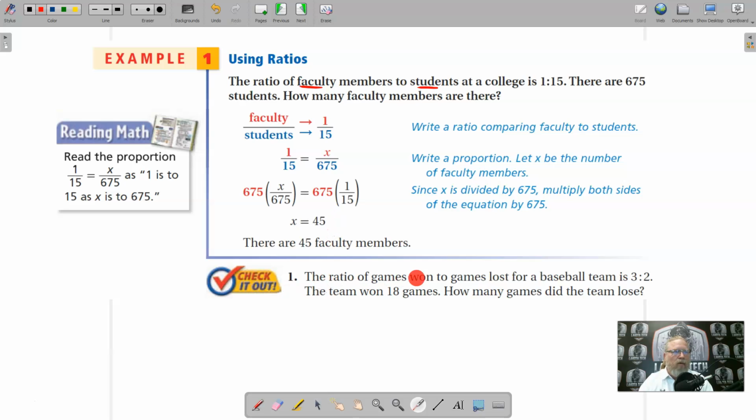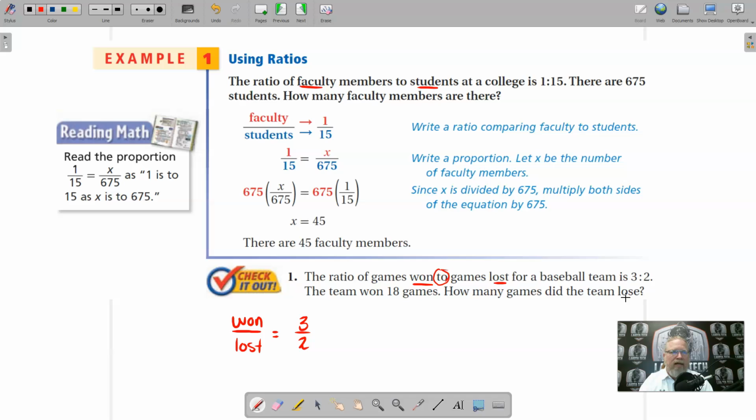So let's look at the check it out here. The ratio of games won to games lost for a baseball team is 3 to 2. So let's go ahead and figure out what the numerator is going to be. Well, the first thing they mention is games won. So we're going to take the games won and make that the numerator. And then they mention games lost, and notice the word to right here. So 1, 2, lost. Now let's take the ratio they give us, 3 to 2, 3 won, 2 lost. And now it says the team won 18 games.